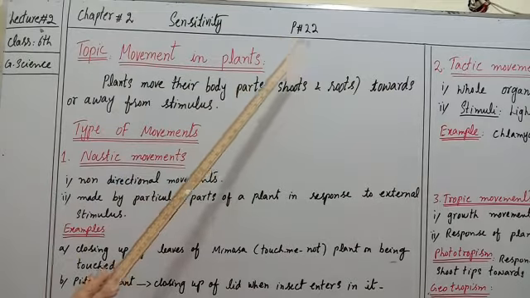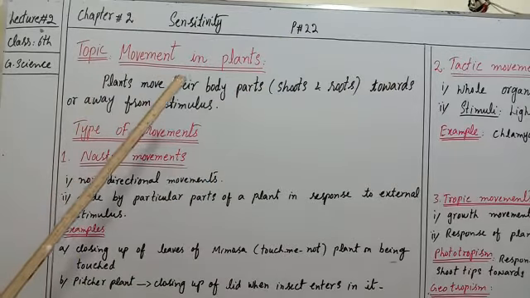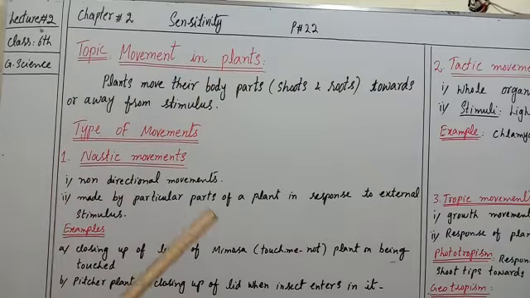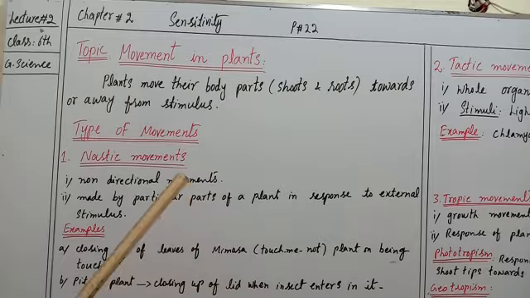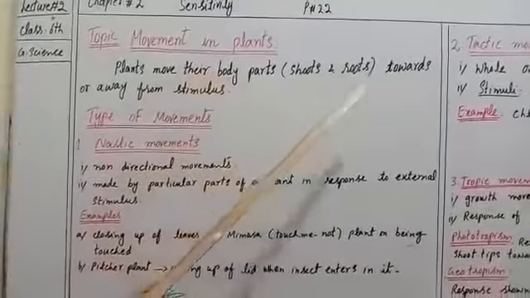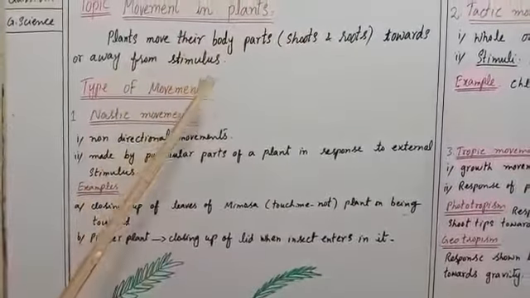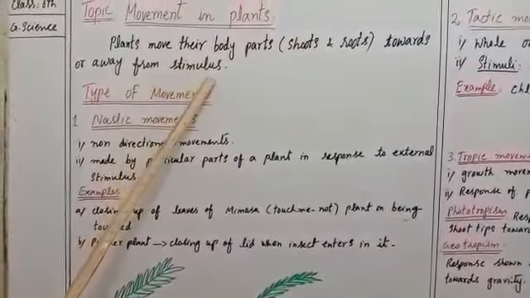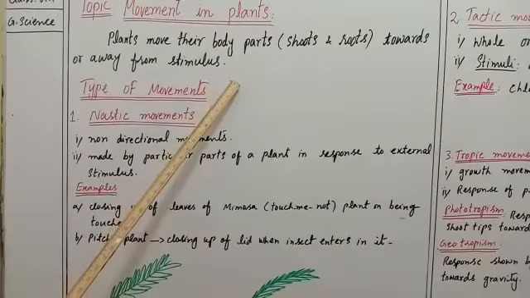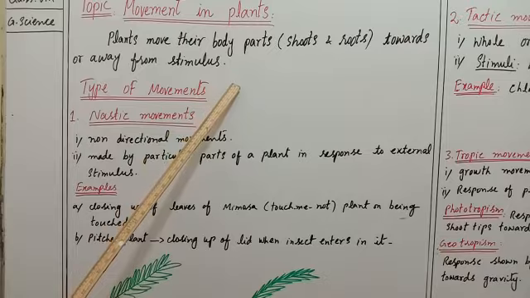It is page number 22. Topic: movements in plants. You know that plants move their bodies, their shoots and roots. Plants move their shoots and roots towards or away from the stimulus. As I have already told you, a stimulus is light, water, gravity or other things.